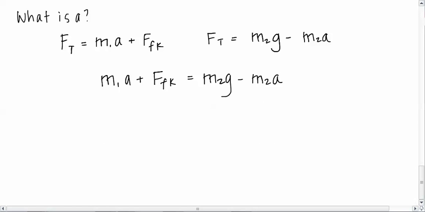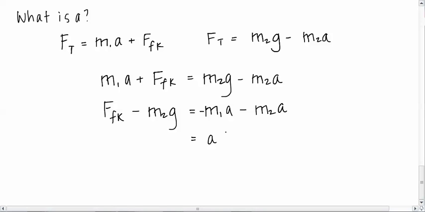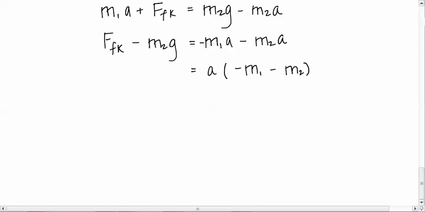Isolate A, so I'm going to leave the kinetic friction force on the left side, subtract M2G from it, set it equal to, subtract M1A from both sides, minus M2A. Alright, so let's pull out the acceleration. So I have negative M1 minus M2, times A, equal to the force of kinetic friction minus M2G.